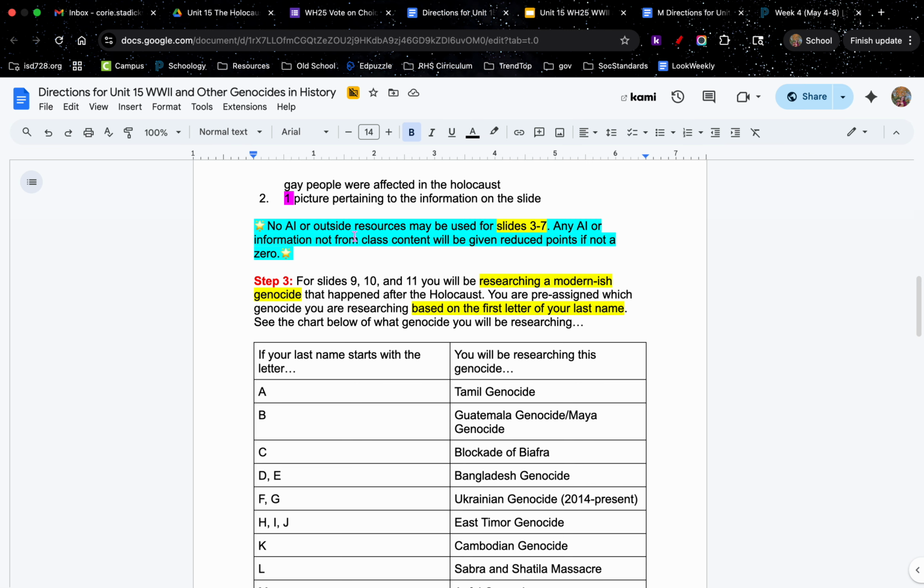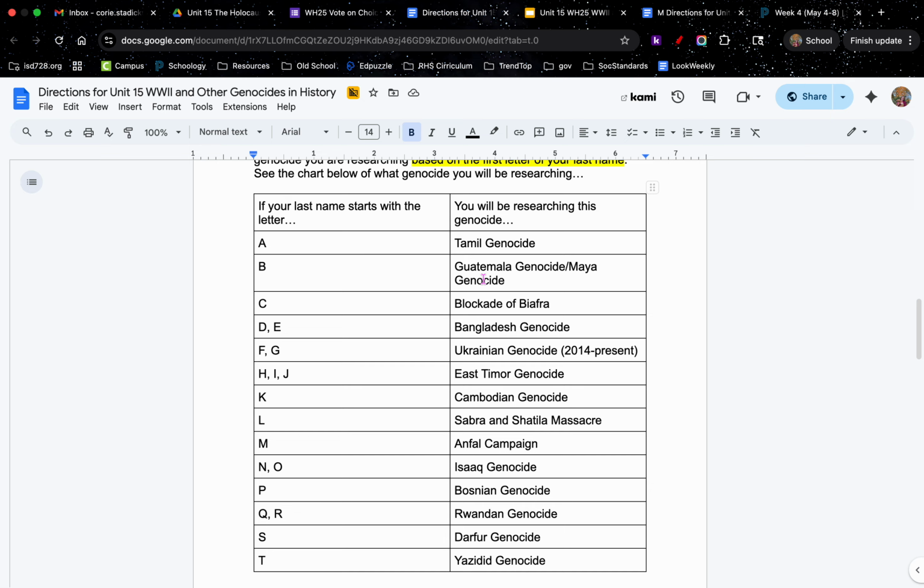But for slides 9, 10, and 11, you will be researching a modernist genocide that happened after the Holocaust. You are pre-assigned which genocide you will be researching based on the first letter of your last name. See the chart below of what genocide you will be researching. If your last name starts with an A, you will be researching the Tamil genocide. B, you're going to do the Guatemala genocide / the Mayan genocide. C, you have the blockade of Biafra. D and E, you have the Bangladesh genocide. F and G, you have the Ukrainian genocide, which is from 2014 to the present. There are a few Ukrainian genocides, so I had to specify that one.